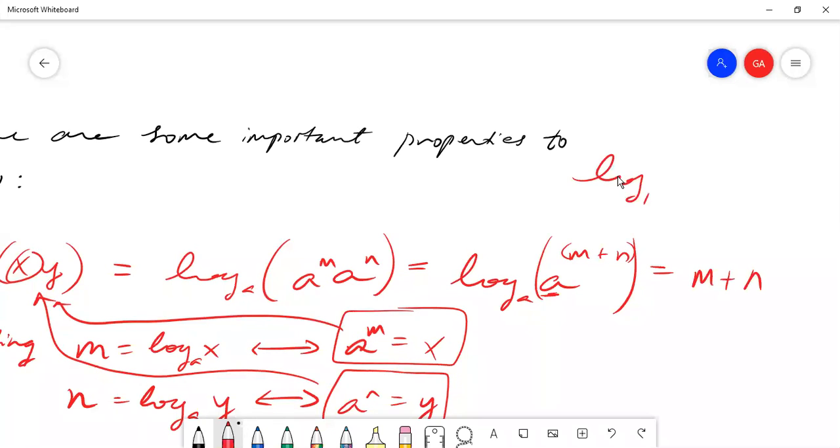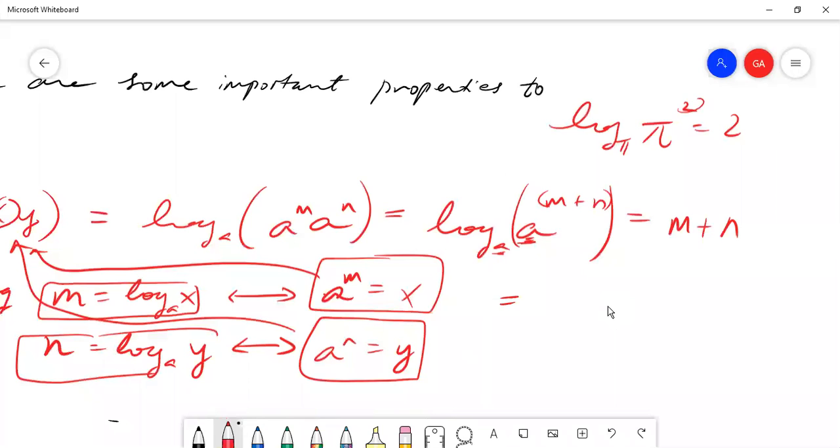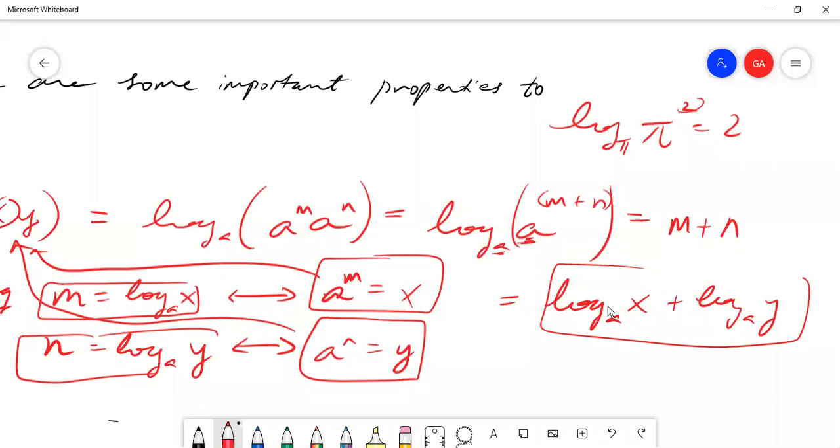Just as log base pi of pi to the 2 is 2, it's just the exponent. Similarly here, look, I have a here, I have a here. So this entire log just equals the exponent. And what is m plus n? Well, look, here's m, and here's n. It's at the edge of the screen. So m plus n is just the sum of these logs: log base a of x plus log base a of y. And so this is my final statement.